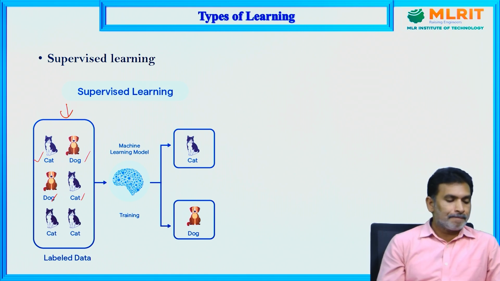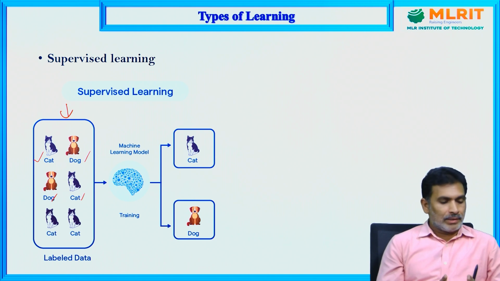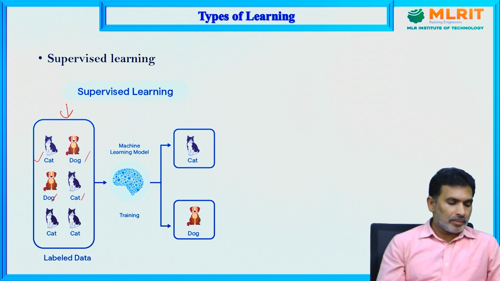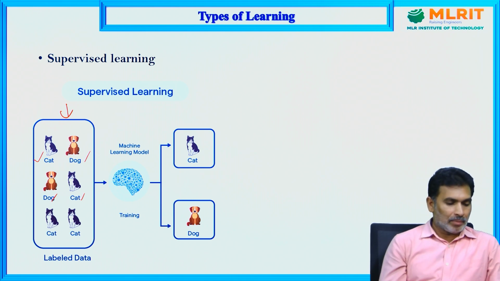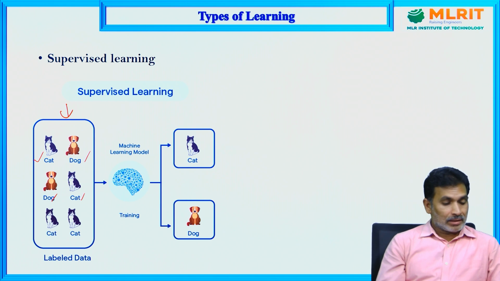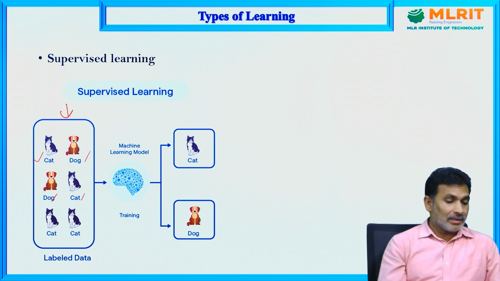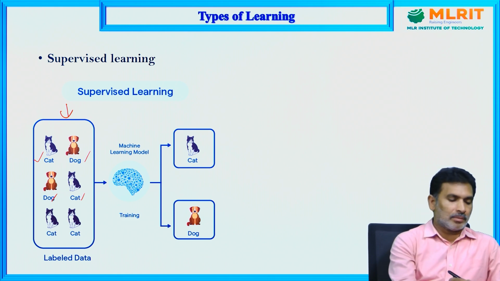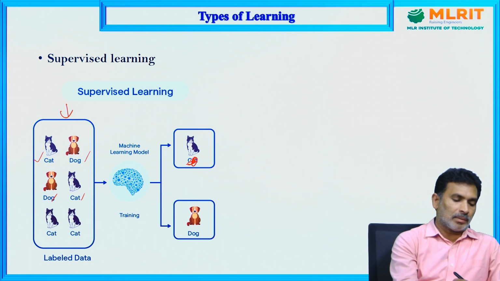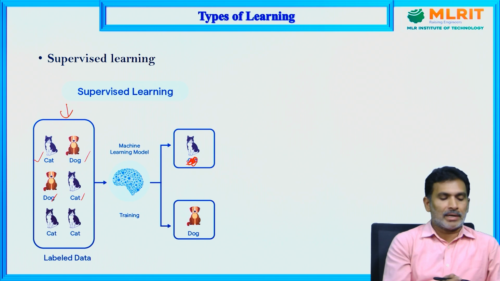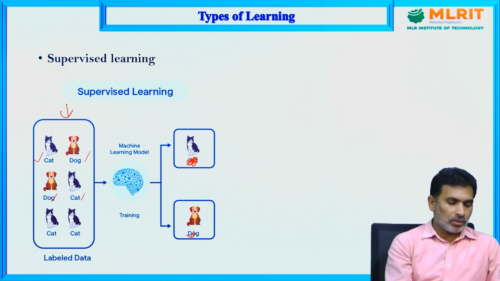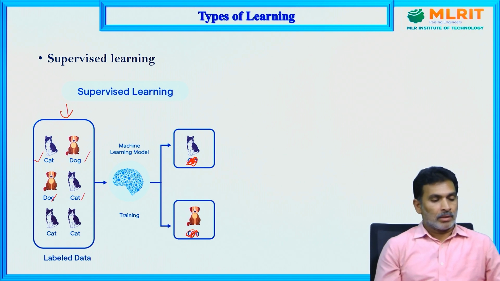Similarly, we give the training data. Training means labeled data, that is, each sample has a class label attached to it. Then the model will identify the correlation. If you supply any image, like this cat image, it will identify based on the features that it's a cat. If you supply a dog, it will identify it's a dog. So that is supervised learning.